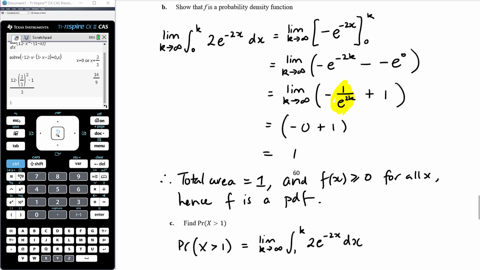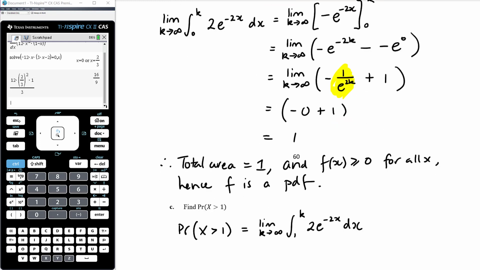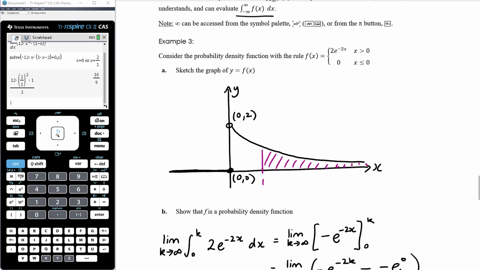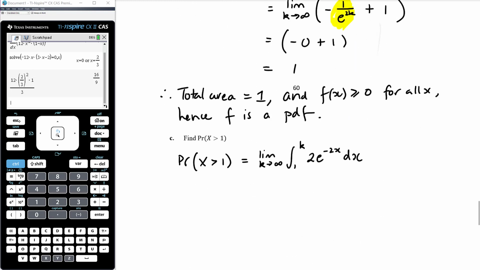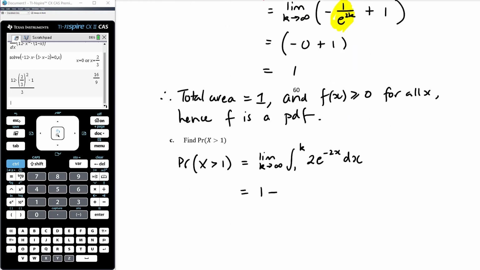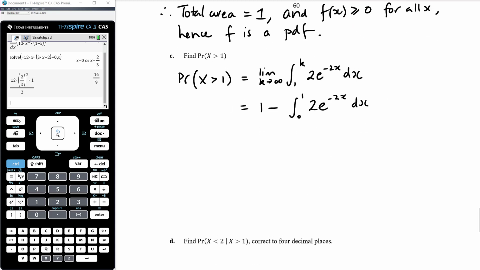However, as I said earlier, we want to avoid having to integrate to infinity whenever we can. So the other way to do it would be instead to calculate that area and know that the probability that x is bigger than 1 is 1 minus this yellow area here. So it's 1 minus the integral from 0 to 1 of 2e to the minus 2x dx. And this is going to be an easier integral to calculate, especially with one of the limits being 0.